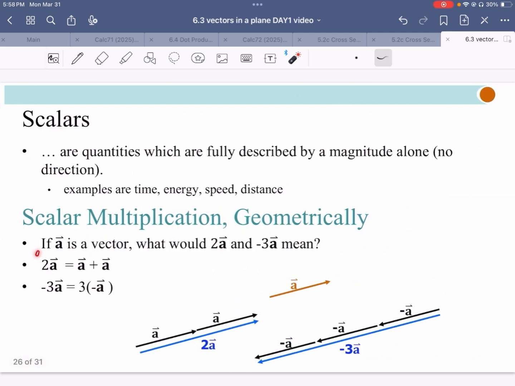Well, vector 2A would just be vector A plus vector A. So here we have vector A repeated twice. So vector 2A would be twice as long, but in the same direction. And then negative 3A would be 3 times the opposite of vector A. So here's vector negative A 3 times, and that, with the opposite direction of vector A and 3 times the magnitude, is vector negative 3A.